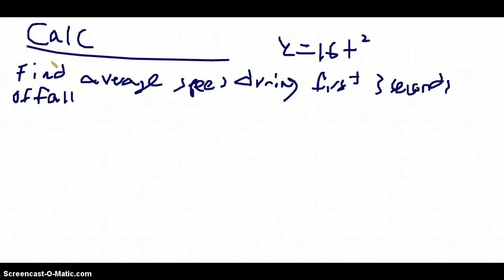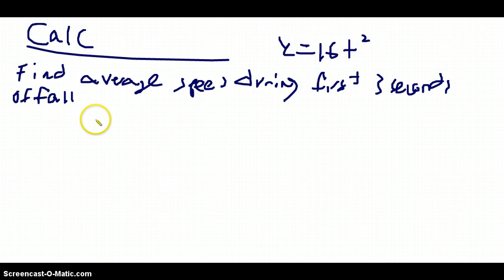Okay, so in this video, I'll continue what I was talking about for calculus, and I accidentally did make an error, which I have to address. But anyway, I wanted to actually give an example, a difference between instantaneous and average. So I have the function y equals 16t squared, and they're asking me to find the average speed during the first 3 seconds of fall.